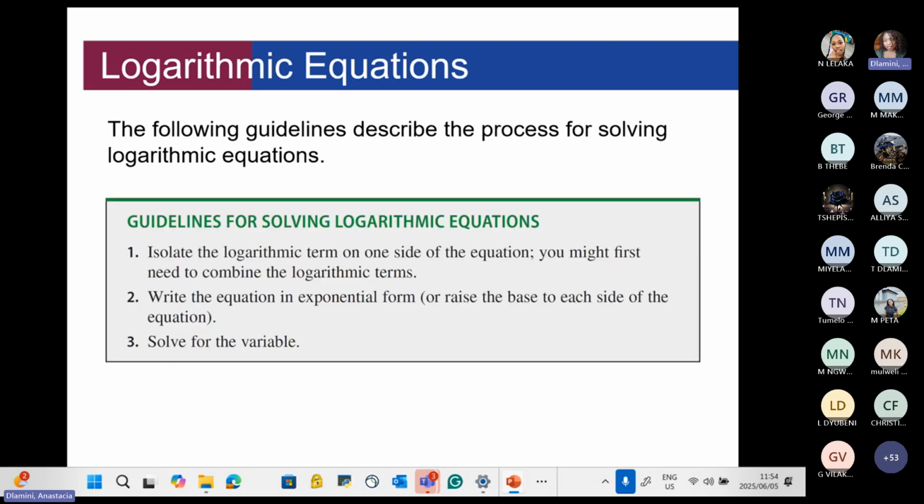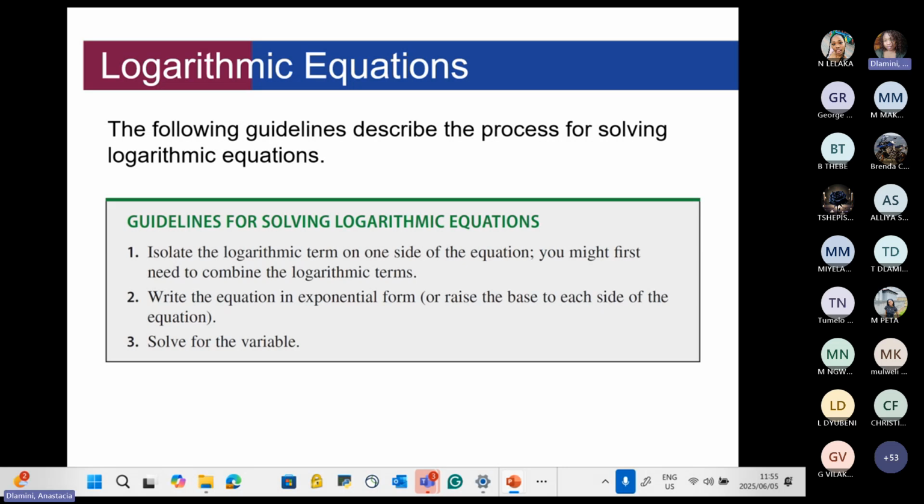The following guideline describes the process of solving a logarithmic equation. Guidelines for solving a logarithmic equation: isolate the logarithmic term on one side of the equation. You might first need to combine the logarithmic terms. Assignment question 1, combine. We did combination last week, so don't tell me you don't know what combination is.